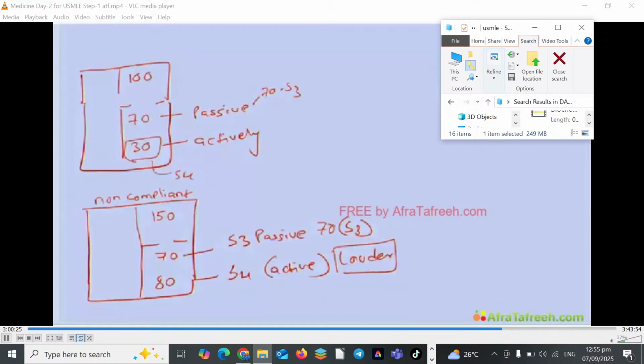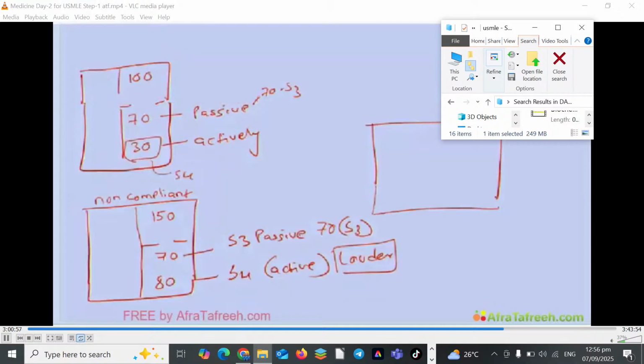Right? So whenever you are asked between S3 and S4, which is the sound which you will get in a non-compliant heart, it is said S4. Clear? This concept should be clear. It is not that S3 is going to disappear anywhere. S3 is also going to be there, but S4 is going to be louder than S3. That's why we are discussing the non-compliant heart. Now we'll see the compliant heart.